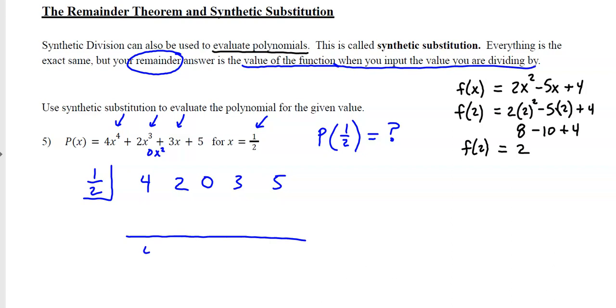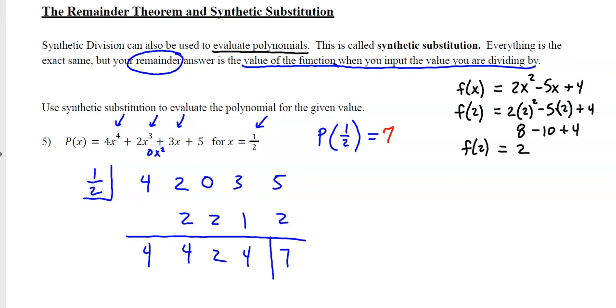Slide my 4 down. 1/2 times 4 is 2. 2 plus 2 is 4. 1/2 times 4 is 2. 0 plus 2 is 2. Half of 2 is 1. 3 plus 1 is 4. Half of 4 is 2. And 5 plus 2 is 7. So I know now that p of 1/2 is really 7.